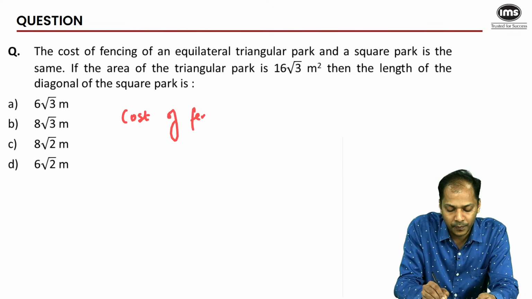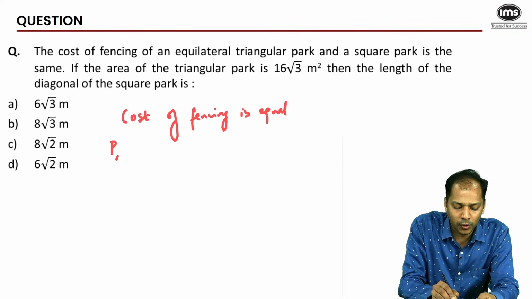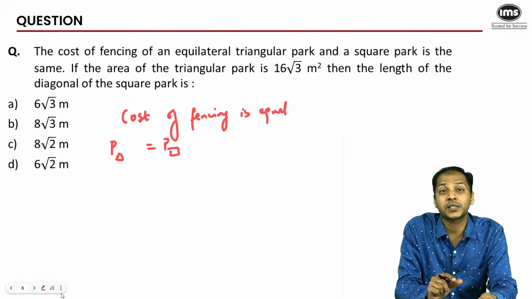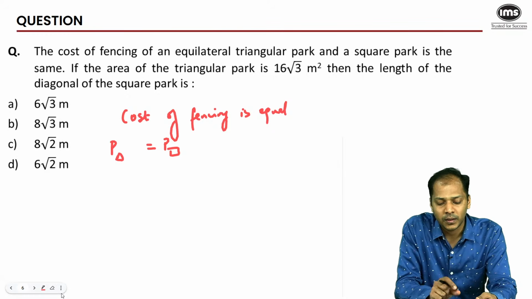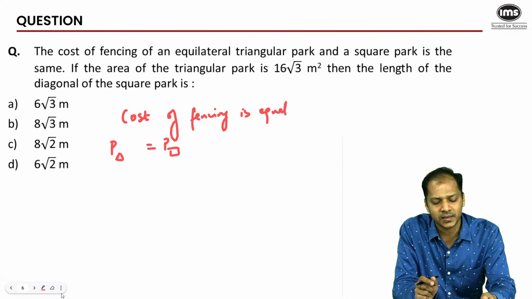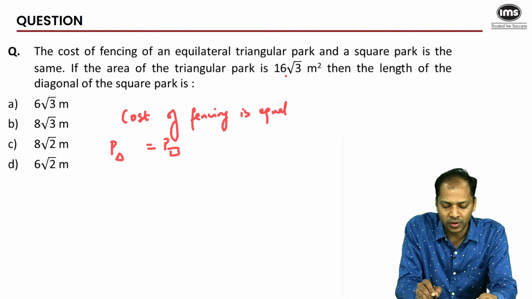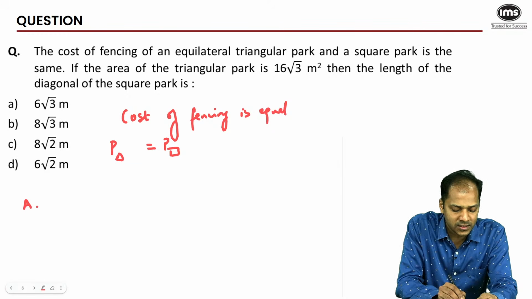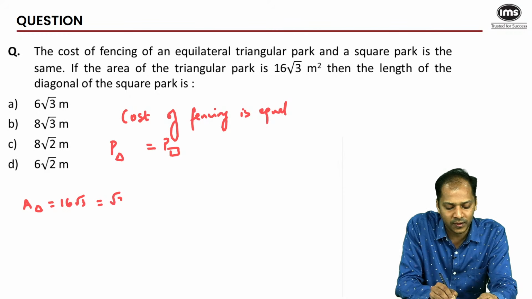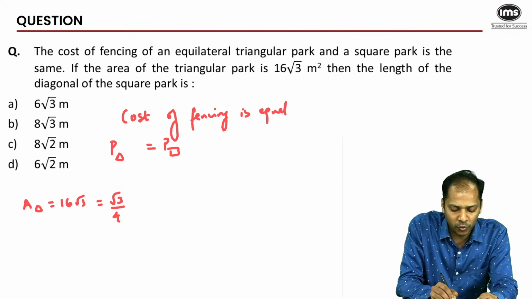Cost of fencing being equal simply means the perimeter of the triangle is equal to the perimeter of the square, because cost is directly proportional to the perimeter. Assuming the rate of fencing is the same, the perimeters would be equal. Now the area of the triangular park is 16 root 3. The area of an equilateral triangle we know is root 3 by 4 side square, or s square. So if you cancel out the root 3, s square comes out to be 64.